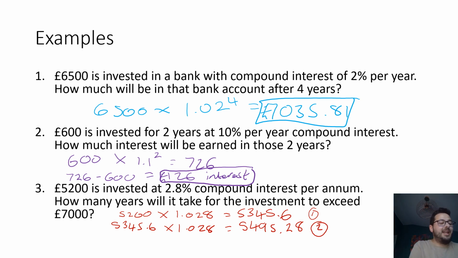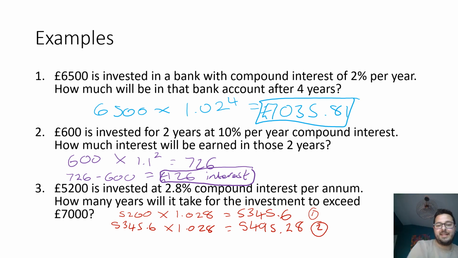So on my calculator, I've actually got now answer times 1.028, and I can just keep pressing the equal sign, and that's going to give me the new amount per year. So we'll actually try and do it on the screen. So that's year 2, then I press equals, that's year 3, year 4, year 5, 6, 7, 8, 9, 10, 11. Okay, and after 11 years it's going to get over £7,000.